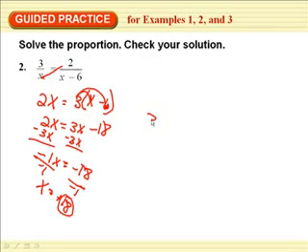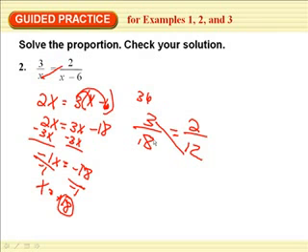Check our work. 3 over 18 equals 2 over 18 minus 6 is 12. Okay, 12 times 3 is 36. 18 times 2 is 36. They check. X equals 18.